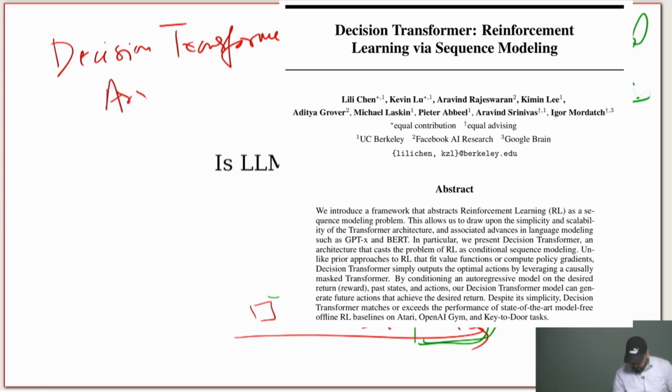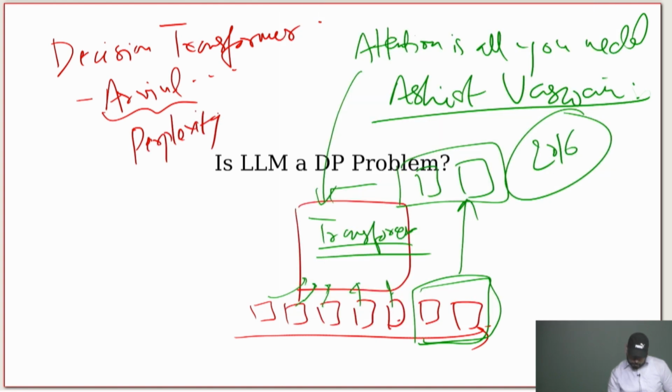By Arvind, I forgot the first author. So this is the guy, Perplexity, right? CEO of Perplexity, Arvind Srinivas. So he's one of the authors, not the leading author, but it happens that I only remember a few of these names. So the Decision Transformer paper is pretty much about that.